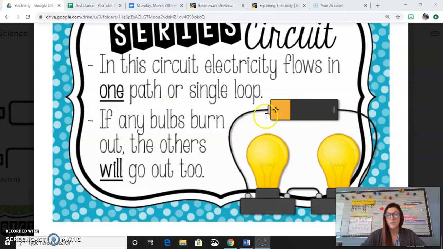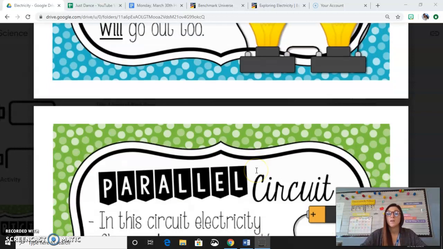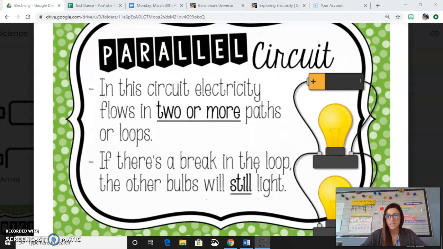So if this light bulb here were to go out, to burn out, that one would burn out as well because it's on the same exact cord. What's different with a parallel circuit is that there's more than one cord. So in this circuit, electricity flows in two or more paths or loops. So here's a path here that goes to the light bulb, and then it goes to the next light bulb. However, here is another cord that goes to the light bulbs as well.